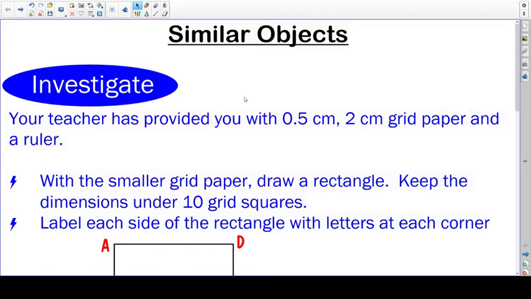So the substitute is going to give you two different types of graph paper or grid paper. The first type will be the standard graph paper that you are used to using. The standard graph paper that we are used to using is the 0.5 centimeter stuff. But the substitute teacher will also give you 2 centimeter graph paper. Okay? And she or he is also going to give you a ruler. So let's get the party started here.